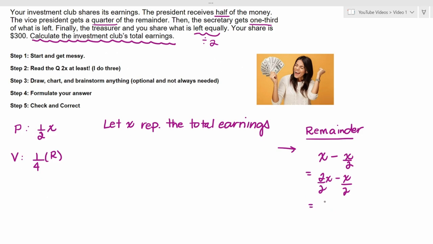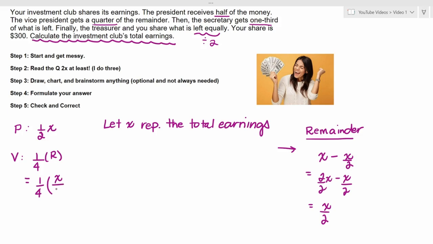That's just going to be 1x over 2, or x over 2, which makes sense. I know this is simplistic when you think about it, but a half x plus a half x is going to give us the full amount, x. Okay, so then what does that mean for our vice president? We get 1/4 of the remainder.